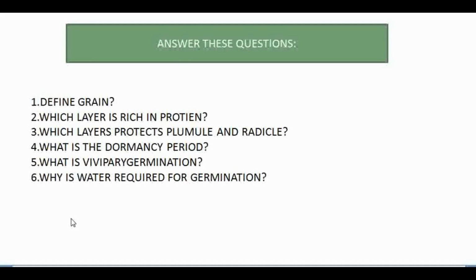The first question, define a grain. Second question, which layer is rich in protein? Third question, which layers protect the plumule and radicle? Fourth question, what is the dormancy period? Fifth question, what is vivipary germination? Sixth question, why is water required for germination?